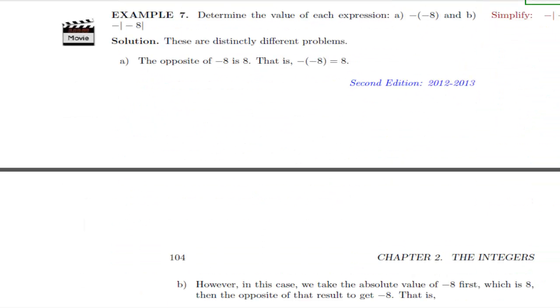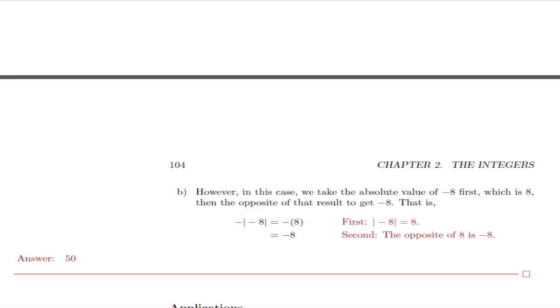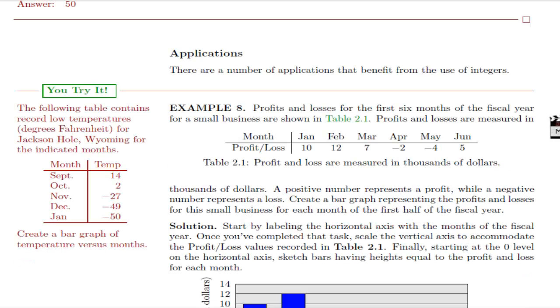Example 7. Determine the value of each expression, A, the opposite of -8, and B, the opposite of the absolute value of -8. Solution. These are distinctly different problems. The opposite of -8 is 8. That is, the opposite of -8 equals 8. The opposite of the absolute value of -8 equals -8. Since the absolute value of -8 is 8, then the opposite of 8 is -8, since the opposite of 8 is -8.